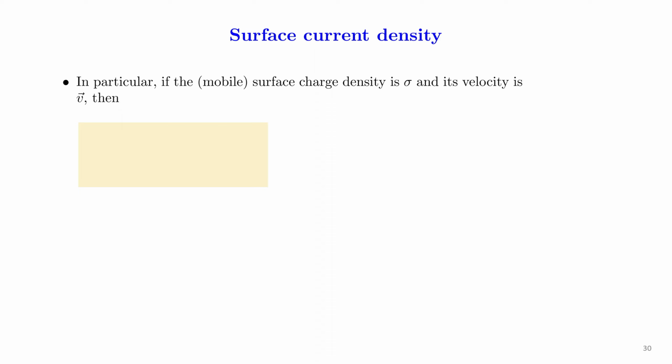In particular, if the surface charge density is sigma, where sigma is defined to be dq over dA, and the velocity of the charges is v, then we can write the surface current density as K equal to sigma times v, where v is the velocity. Let's check dimensionally whether this is correct.